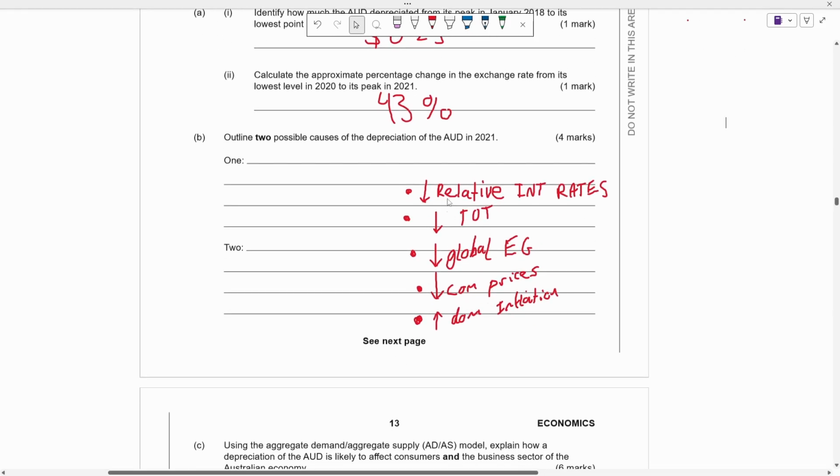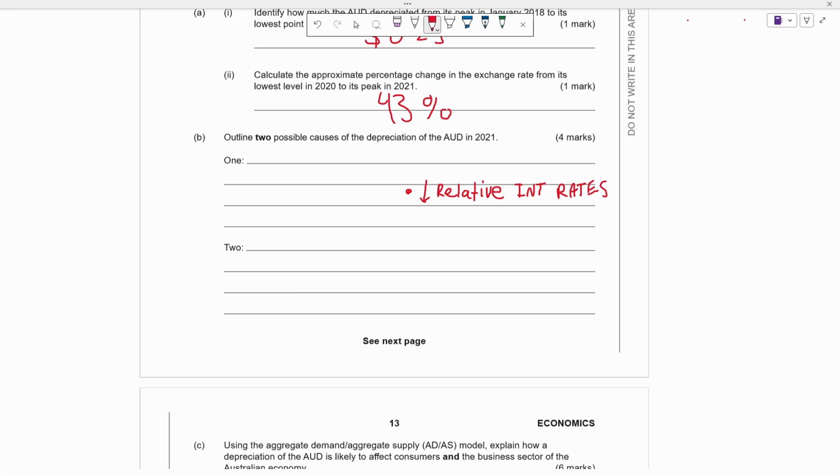So we have a decrease in relative interest rates, decrease in the terms of trade, decrease in global economic growth, decrease in commodity prices, and an increase in domestic inflation. Now, I'm going to be talking about the decrease in relative interest rates and the decrease in the terms of trade. So let's do the planning for our decrease in relative interest rates.